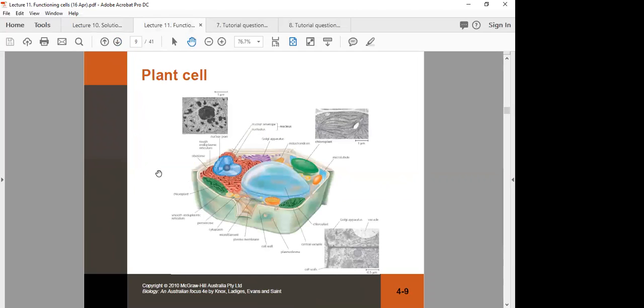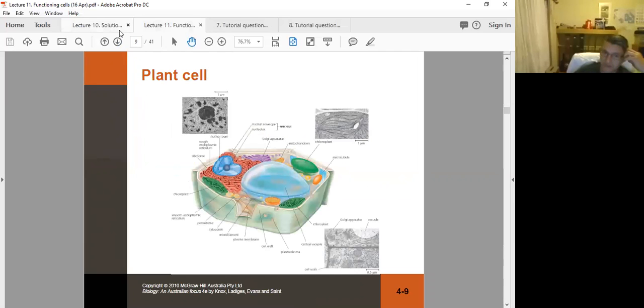All right, let's now take a look at a typical plant cell, which are almost identical to animal cells. They contain most of the same organelles, most of the same structures, but there are some important differences. Who would like to tell me what one of those important differences are? Cell wall. Cell wall, correct.